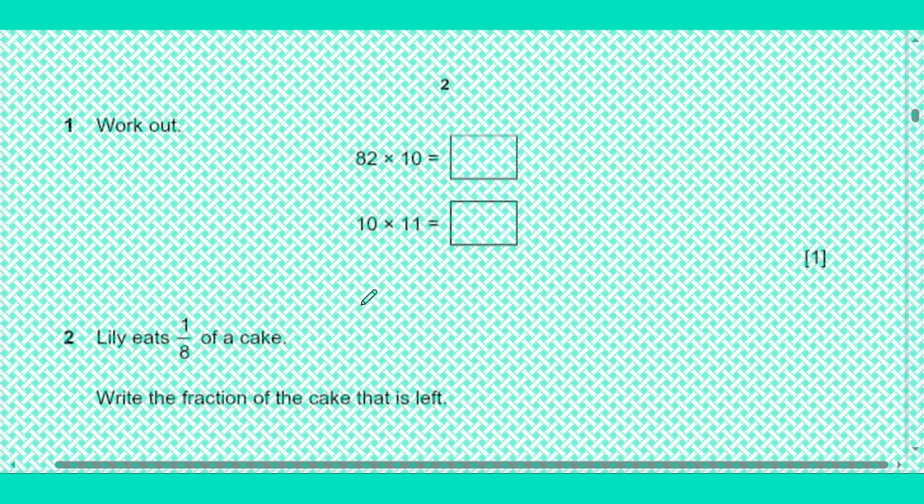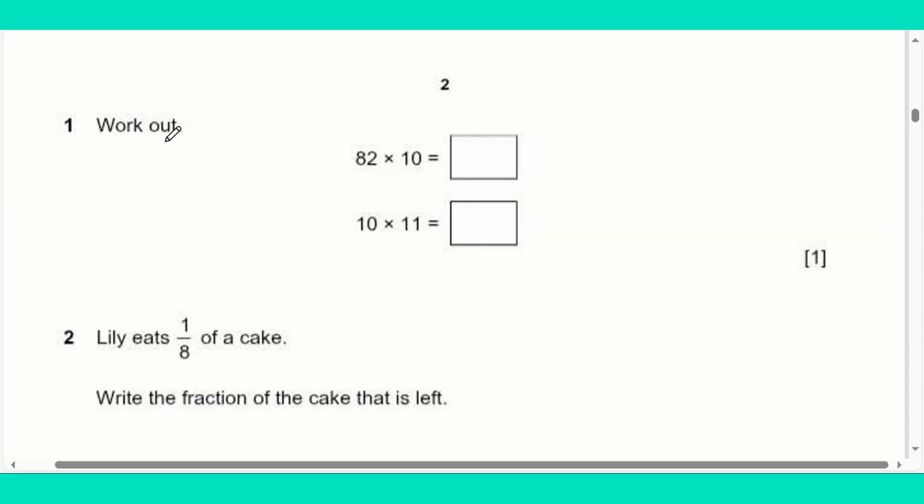Okay, let's get started. Okay guys, now number 1, work out 82 times 10 and 11 times 10. What's your answer? So this is definitely easy, it is 820 and 110. The idea is just to attach 0 to the number. Alright, next.